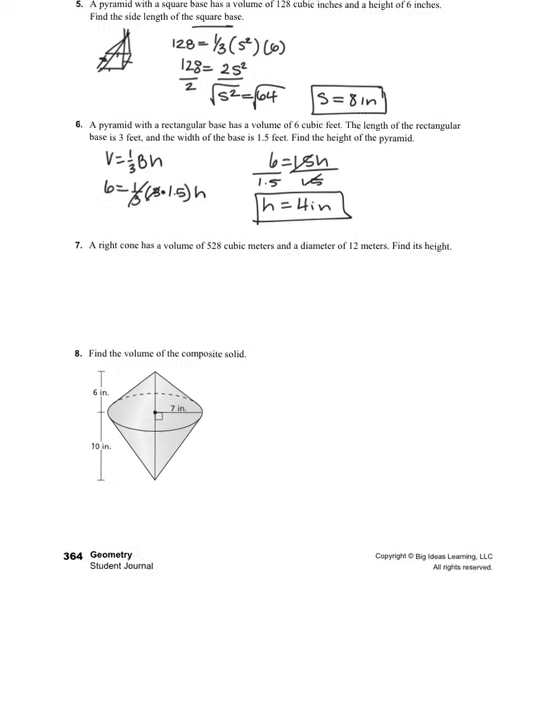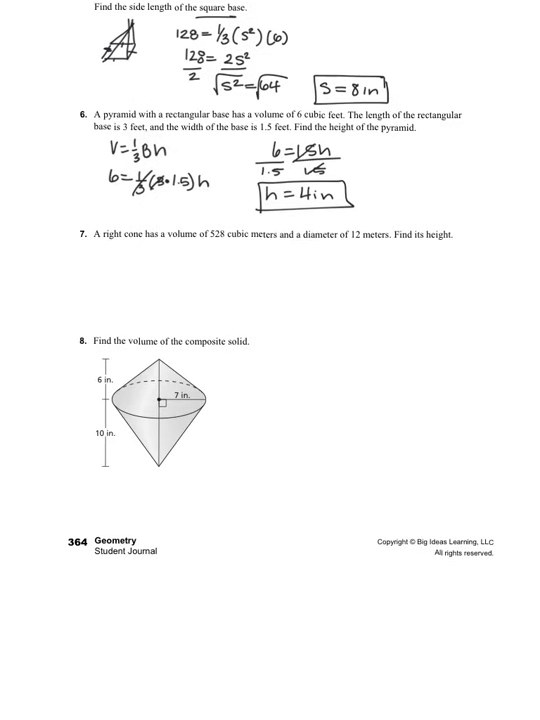All right, moving on to this next one. A right cone has a volume of 528 cubic meters and a diameter of 12 meters. We're finding the height. So once again, volume equals 1/3 base times height. Since this is a cone, I know that my base is actually going to be pi r squared, and then times the height. Now I can figure out what my radius is, because my diameter is 12, so the radius would be 6.